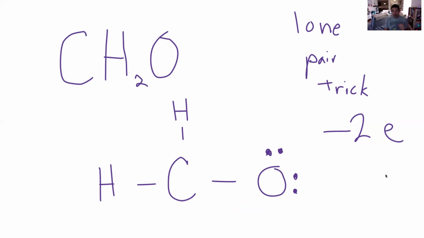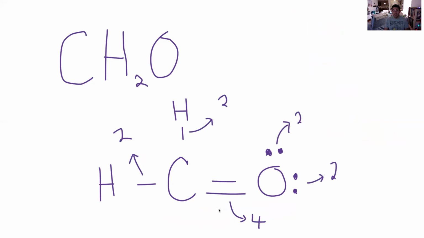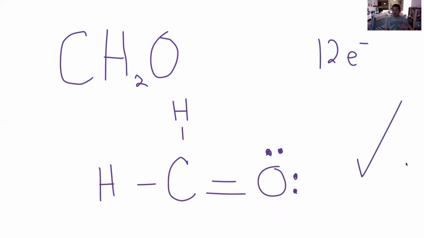All right, and because now carbon and oxygen don't have their octets, we're going to add in a double bond. If we were to recount, the double bond is now representing 4 electrons, 2 sets of 2 electrons being shared. When we do the recount, we get 12 electrons. So this is the Lewis structure for CH2O. We can feel good about that. We went through our 5 steps.